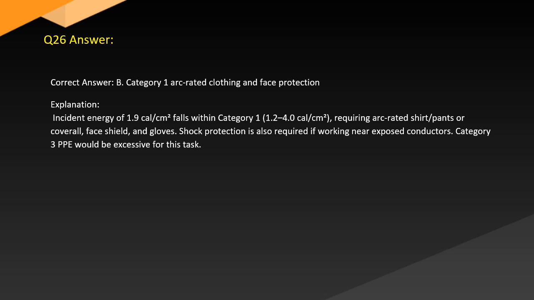Answer. Correct answer: B. Category 1 rated clothing and face protection. Explanation. Incident energy of 1.9 cal/cm² falls within Category 1, 1.2 to 4.0 cal/cm², requiring arc-rated shirt and pants or coverall, face shield, and gloves. Shock protection is also required if working near exposed conductors. Category 3 PPE would be excessive for this task.